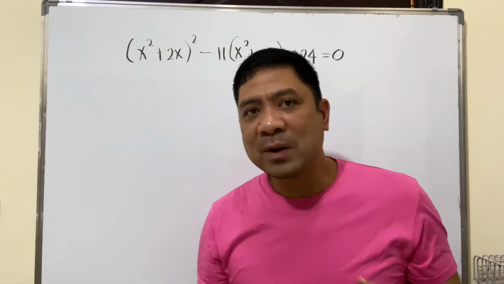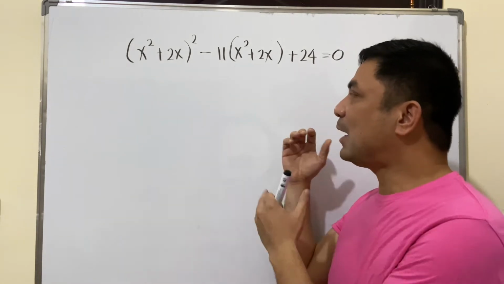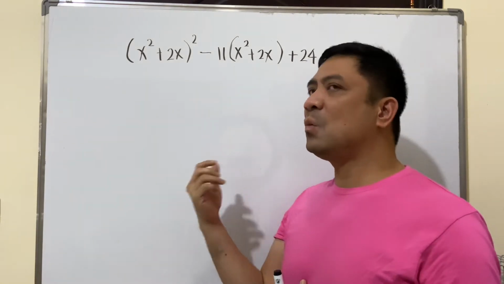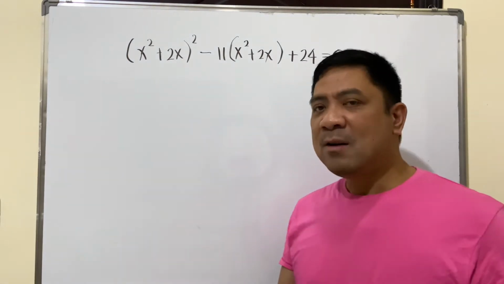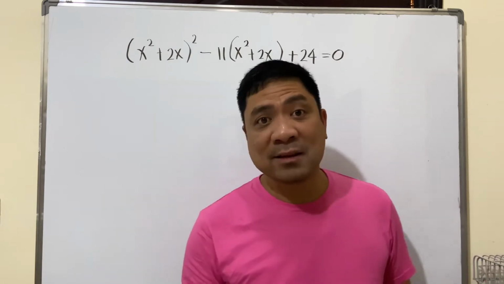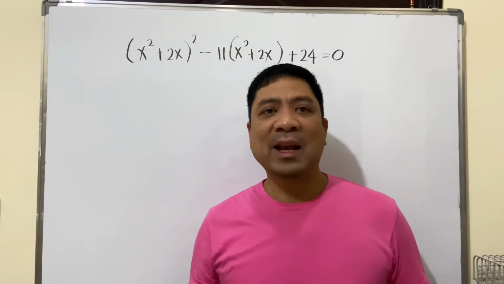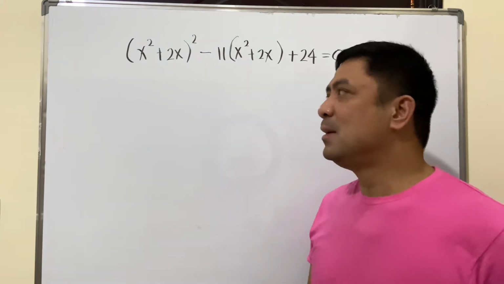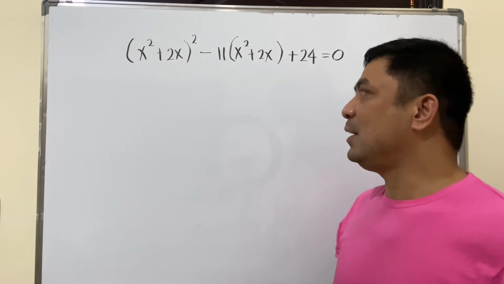So we can solve this one in two ways. The first one is we can directly solve it using factoring, or the second one is we can solve it by substitution. So for this particular video, let's have it solved by substitution, and on the next video, we'll have it solved using the straightforward method, without any substitution.